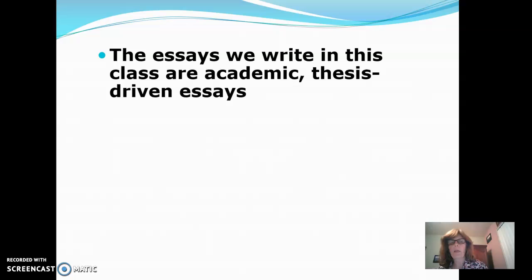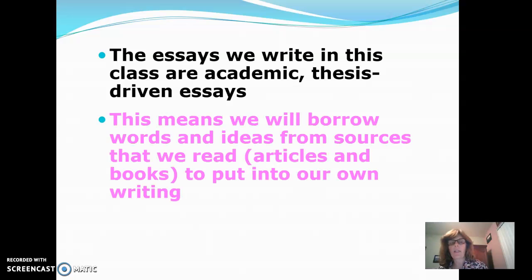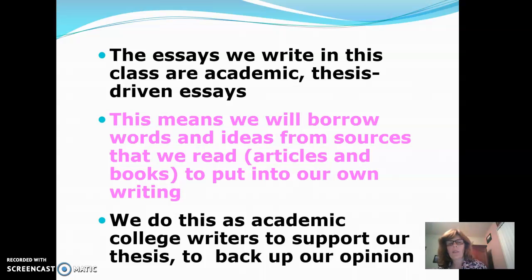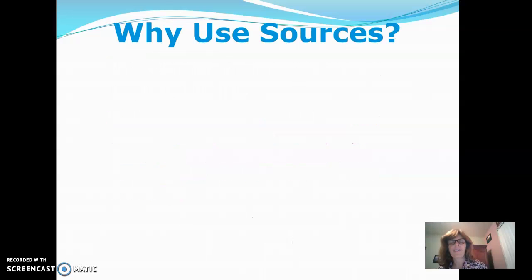The essays we write in this class are academic, thesis-driven essays. This means we will borrow words and ideas from sources that we read, articles and books, to put into our own writing. We do this as academic college writers to support our thesis, to back up our opinion.